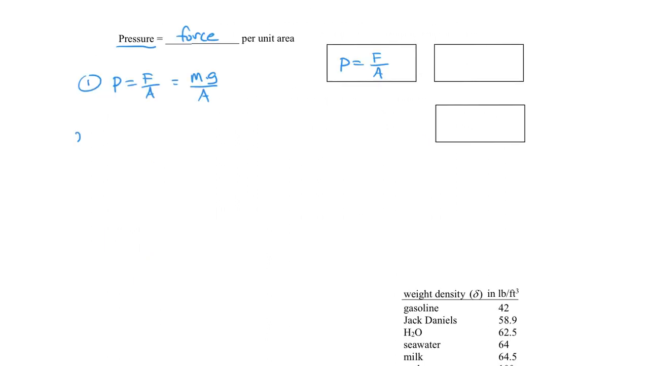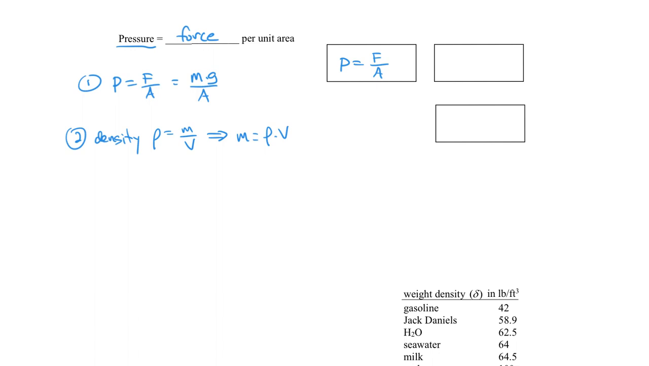Second thing, we need to revisit density, usually abbreviated with the Greek letter rho, and this is mass density. This is mass per unit volume, or mass over volume. Well, this implies if we were to solve this equation for mass, so we multiply both sides by V, then we get mass equals density times volume.